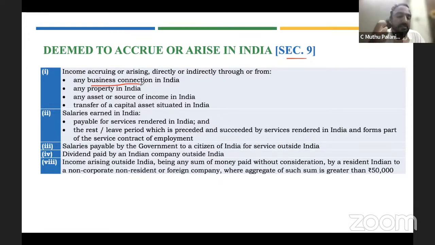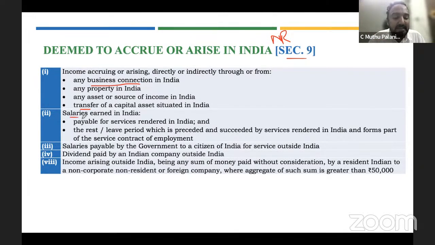So some property or some asset or some source in India, and such asset is transferred. I'm selling a share of Infosys Limited in India. I'm selling a share of Zomato Limited in India. So automatically, wherever I am, that income is deemed to accrue or arise in India. This provision is exclusively for non-residents, to say that even though you are outside India, these incomes will be called deemed to accrue or arise in India because there is some connection in India.